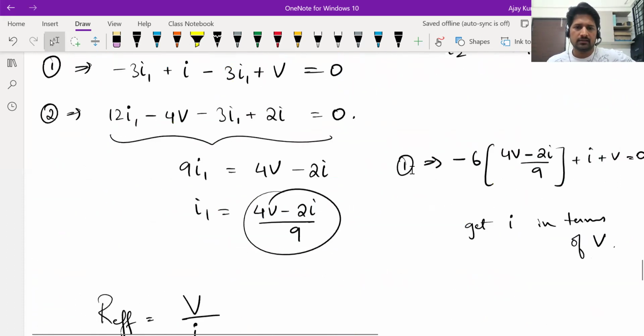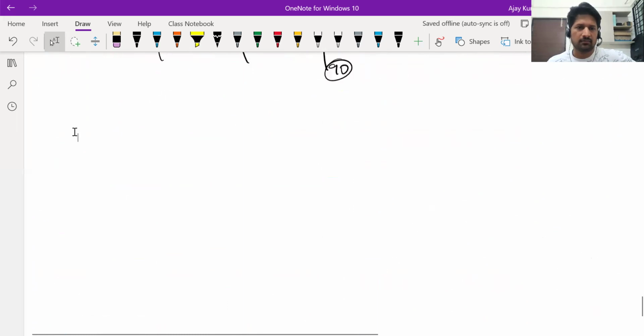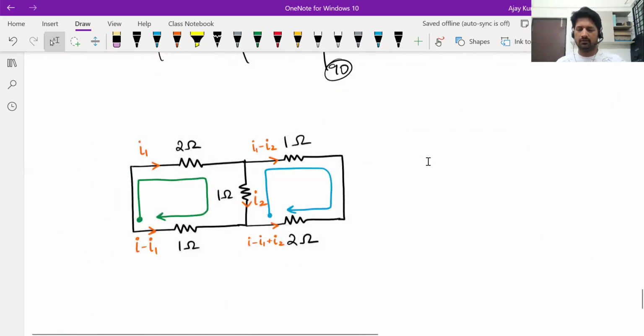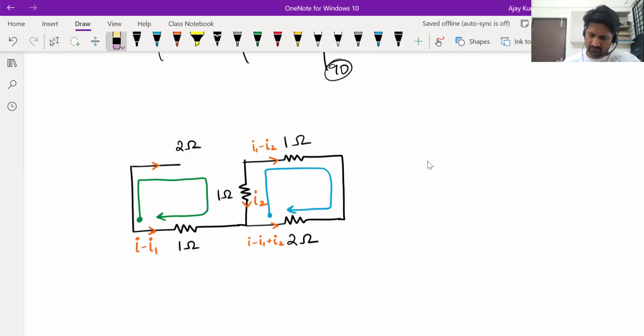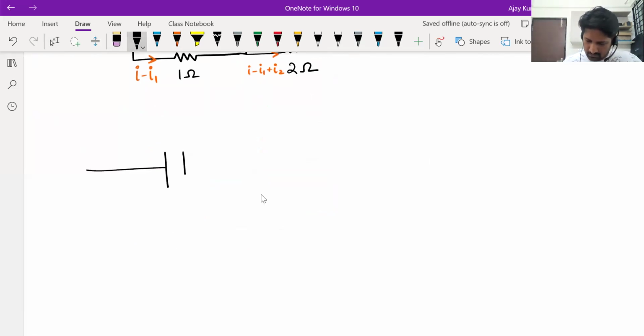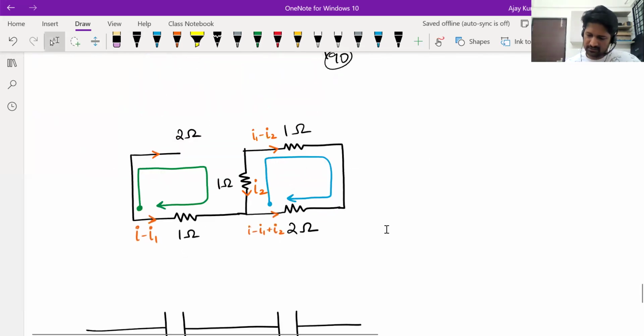Let us consider an unbalanced Wheatstone bridge of capacitors. I'll just tell you how to solve it. You solve it and send me the answer later. Okay, it's easier to draw a new circuit. And see, in this particular case, what I did was I took 2 ohm, 1 ohm on one side, 1 ohm, 2 ohm on the other side.